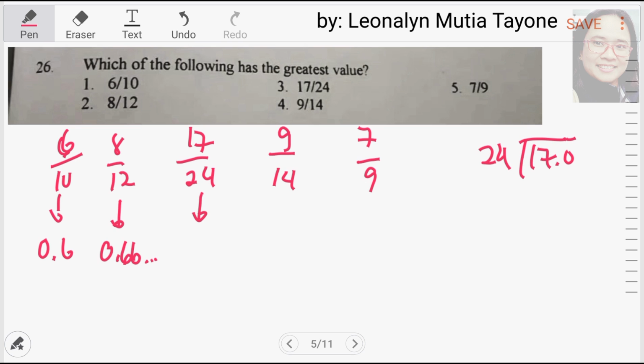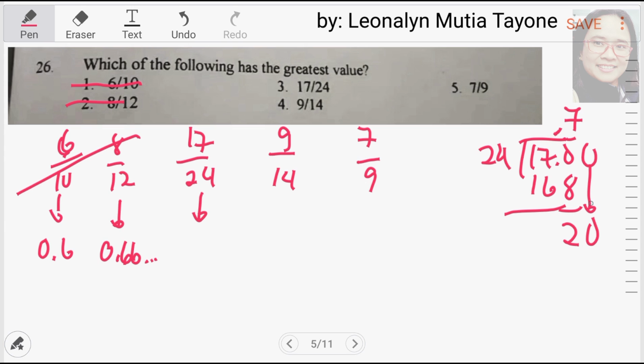So, magdagdag tayo ng isa pang 0. So, 170, ilang 24 ba yan? 1, 2, 3, 4, 5, 6, mga 7. So, kung nag-umpisa ka na ng 7 dyan, automatic na eliminate mo na yan. So, 24 times 7, that is 168. So, meron ka pang 2, dagdag ka pa ng isang 0. So, 0.7, 0.7 lang. Automatic na 0.7. Ang next dyan ay 0 pa.